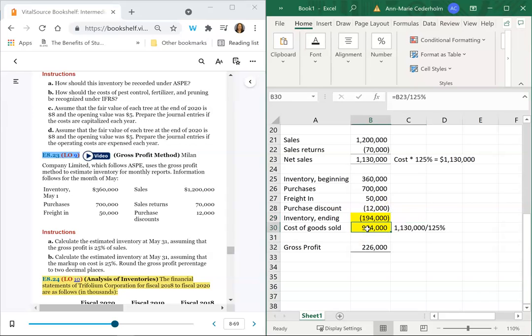And just to make sure that it does equal 904,000, I always re-add that and just check that the sum makes the same amount. And that's how we do markup on cost.